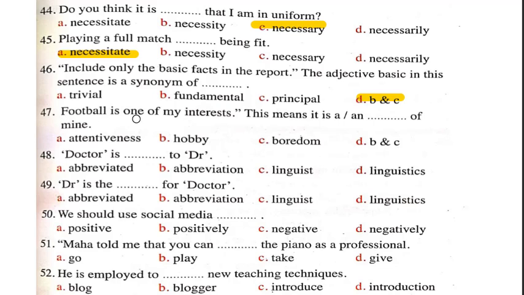47. Football is one of my interests. This means it's a or an space of mine. Football is one of my interests, so it's a hobby of mine.